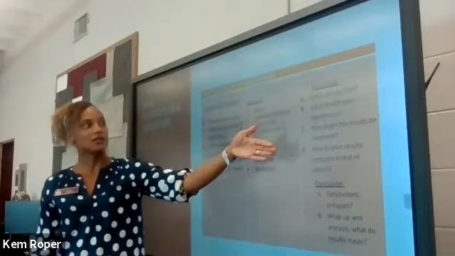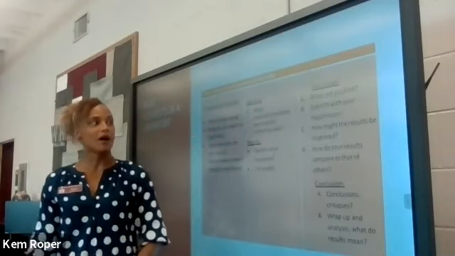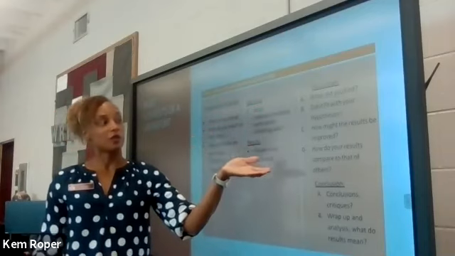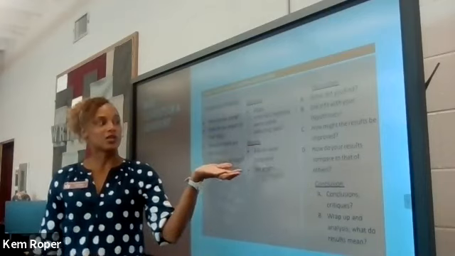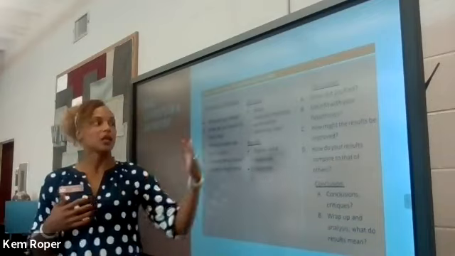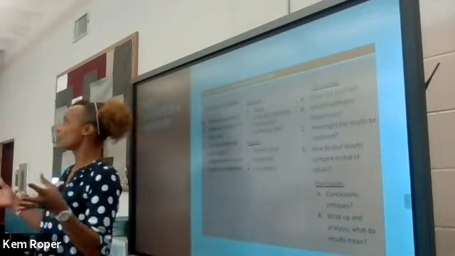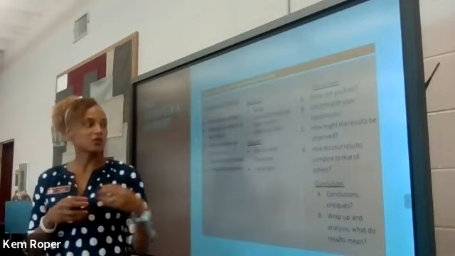And then there will be a discussion where you answer questions like, what did you find? Did it fit with your hypothesis? How might the results be improved? How do your results compare to that of others? So in this case, you would be doing not only primary research, but also secondary research in order to compare your results with those of others.